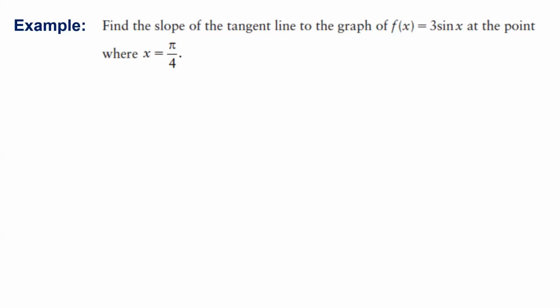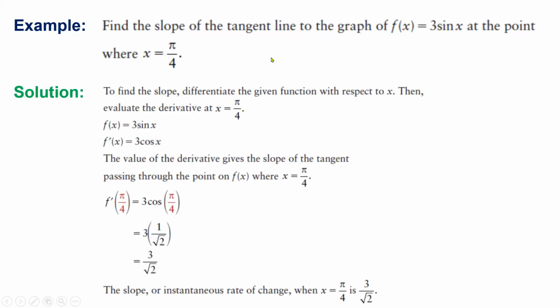All right, have you finished? Okay, let's have a look at the solution. To find the slope, differentiate the given function with respect to x, right? Then evaluate the derivative at x equals a quarter pi. Then we can find the slope at that point. Well, first of all, if f(x) equals 3 times sine x, then we know the first derivative of f(x) should equal 3 cosine x, right?